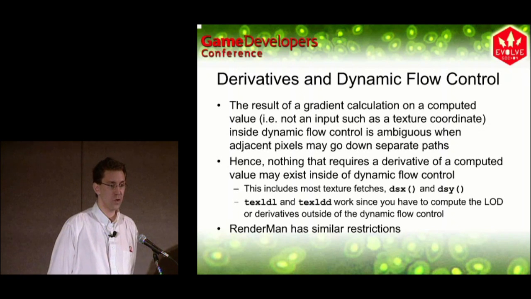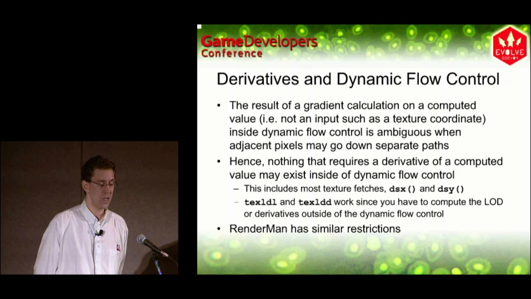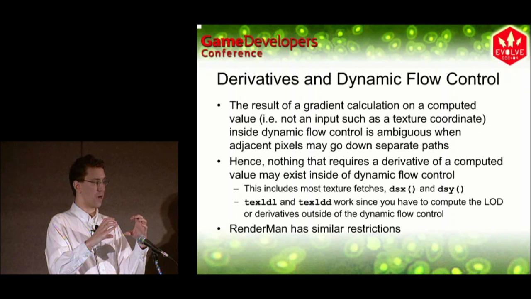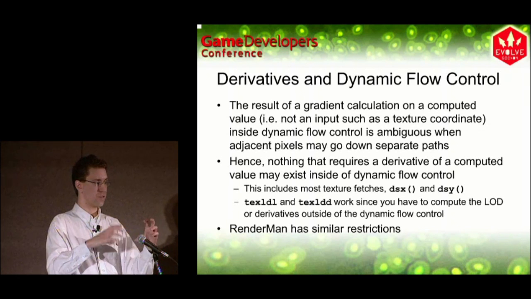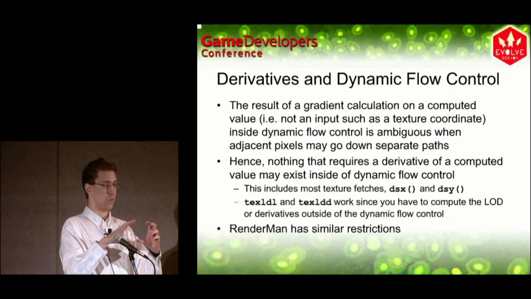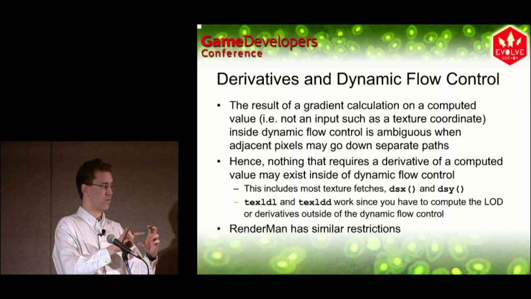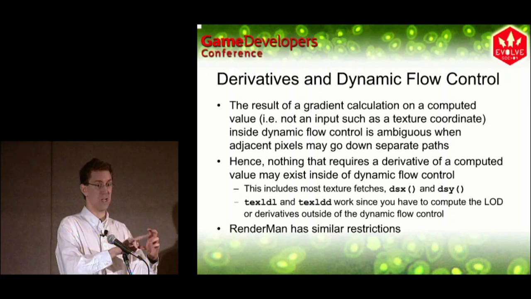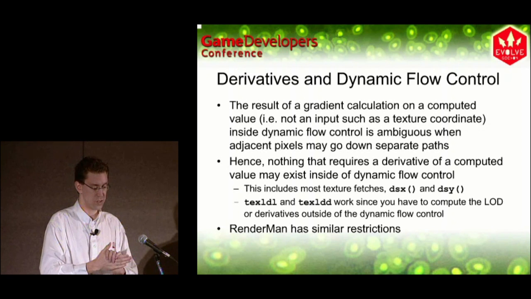Now, with dynamic flow control, because neighboring pixels can take different paths through the shader, you could imagine that one pixel right next to the other might go through a place that computes an LOD, or rather computes a value that you want to take a difference of, and one doesn't. And so thinking about taking that first difference between the values computed by neighboring pixel shaders may not make sense, because the one pixel went through a different code path and just didn't compute that value. And so it's kind of nonsensical.